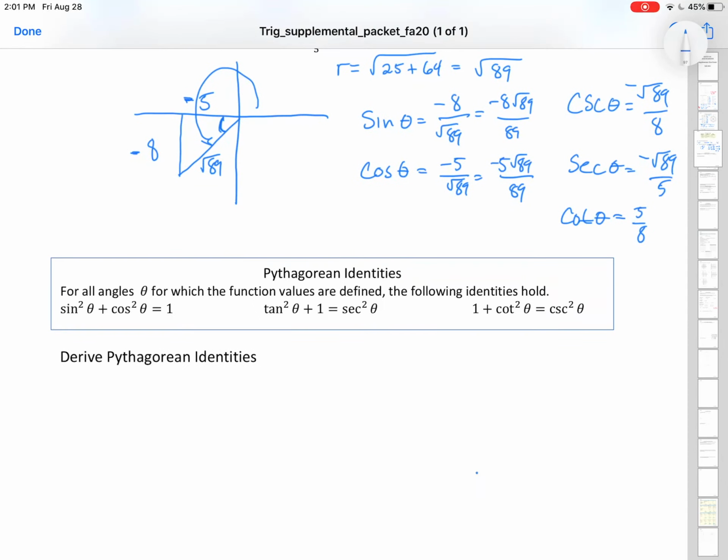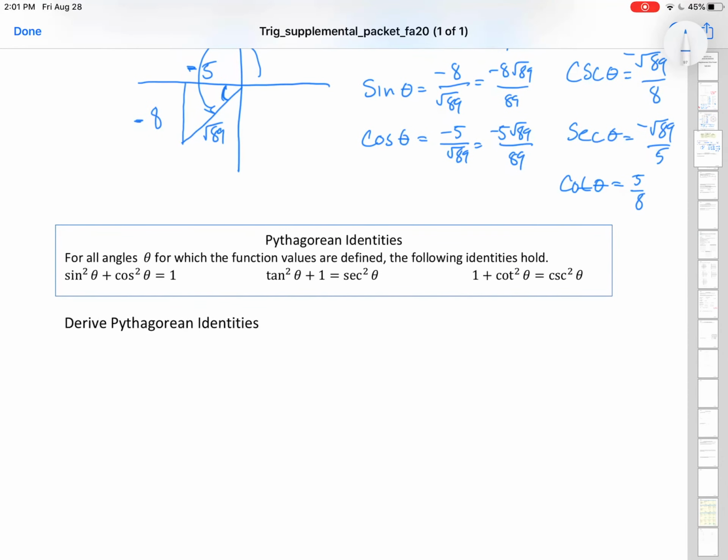Pythagorean identities. Sine squared plus cosine squared is equal to 1. And it'd like me to derive them. So let's take a look at something. Let's just look at any old angle theta here. I'll put it in the first quadrant for ease. Let this point be (x, y).